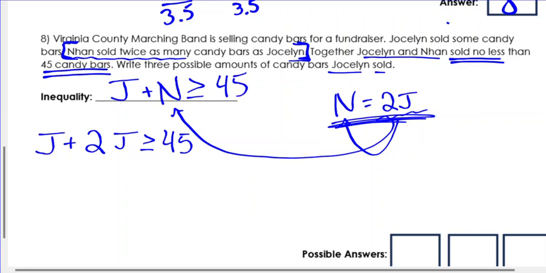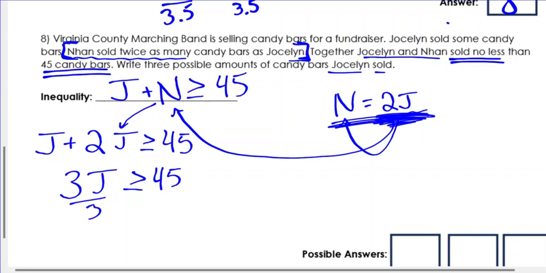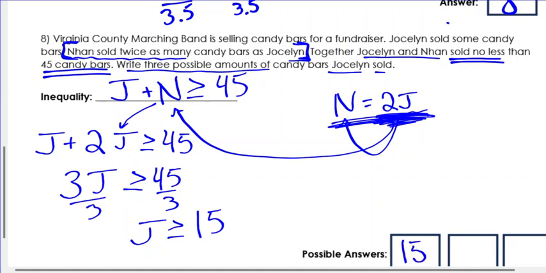That is a really tricky step. We're substituting in an expression for something that we know it's equal to. So in place of that N, we took that 2J and put it in there, because we know that they're the same. Now we can actually solve the inequality. That would give us 3J just by combining like terms. And then we would divide by the 3 on both sides to get that J has to be greater than or equal to 15. So this is asking us to write 3 possible amounts. Well, it's something that's greater than or equal to 15. 15, 16, 17, all of those work.